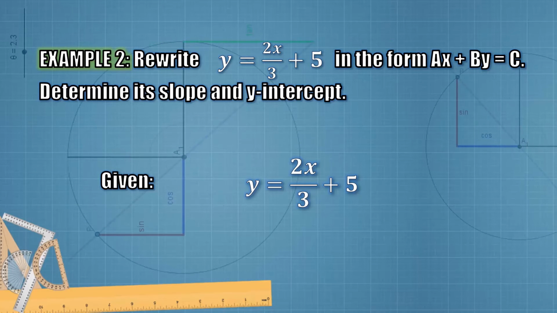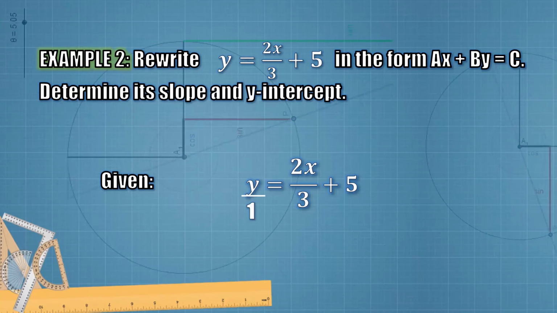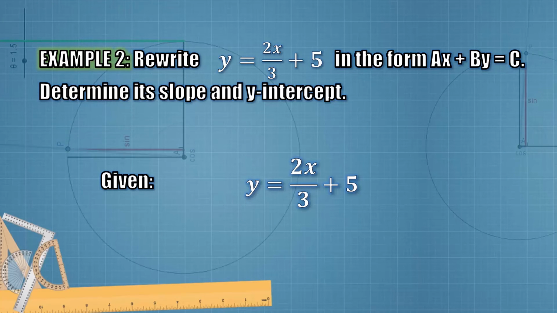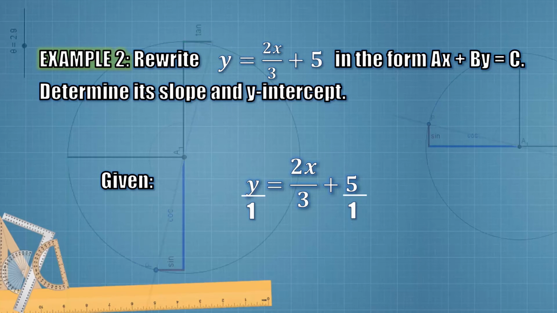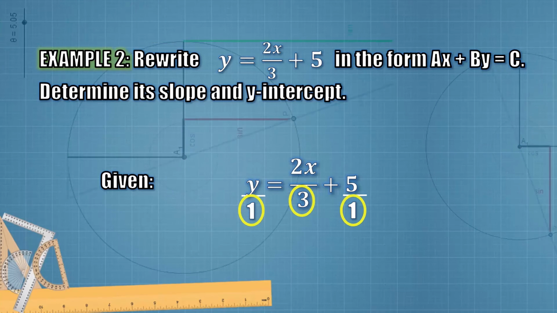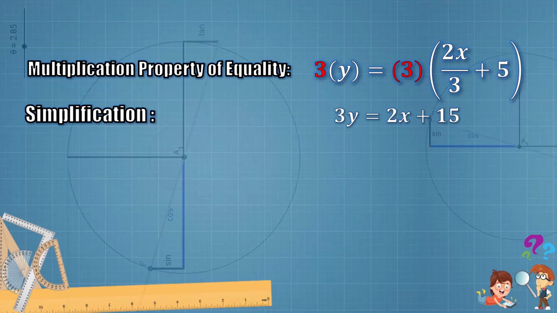The given is y equals 2x over 3 plus 5. Since there is a fraction on the given equation, let us multiply the equation by the LCD of each term of the equation to remove the fraction part. The denominator of y is 1. The denominator of 5 is also 1. The denominators are 1, 3, 1. By this given, the LCD of the equation is 3. By distributive property, we have 3y equals 2x plus 15.